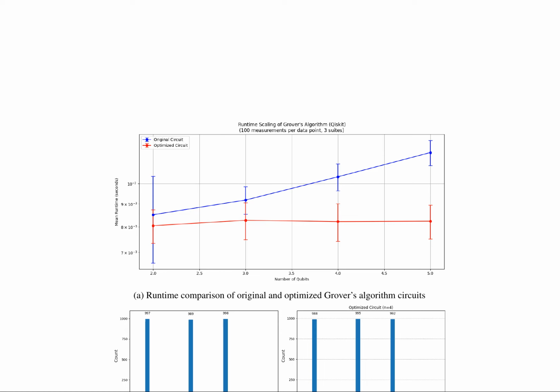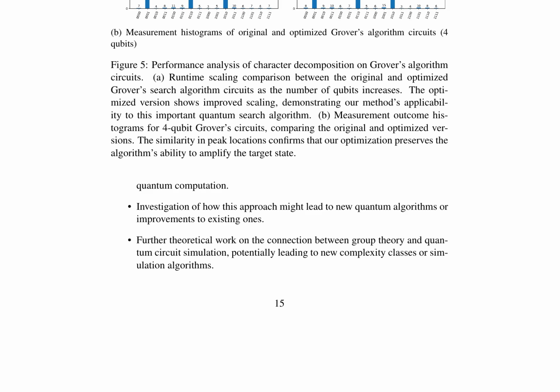The implications of this approach are profound, opening up opportunities for investigating new quantum algorithms or enhancing existing ones. Furthermore, it suggests potential avenues for theoretical work on the interplay between group theory and quantum circuit simulation, possibly leading to the discovery of new complexity classes or simulation algorithms. This could significantly advance our understanding of quantum computing and its capabilities.